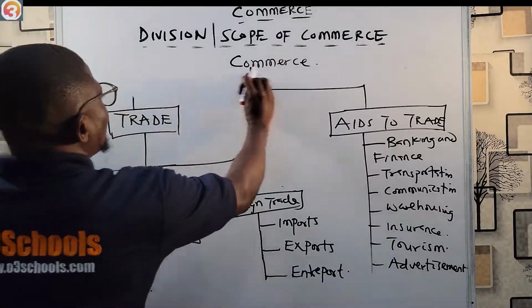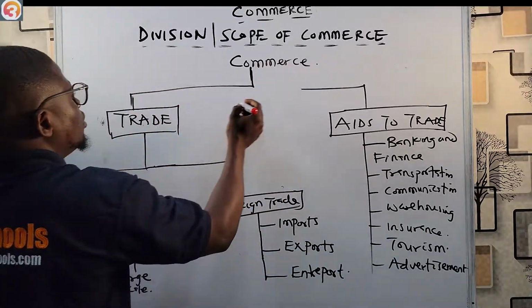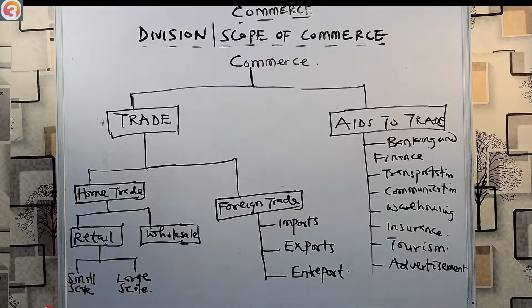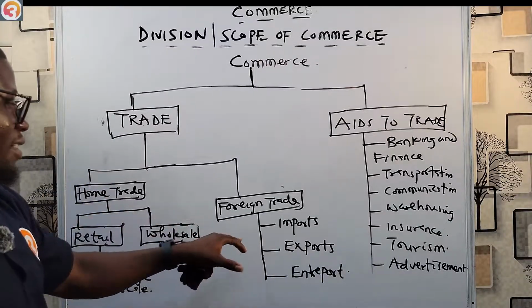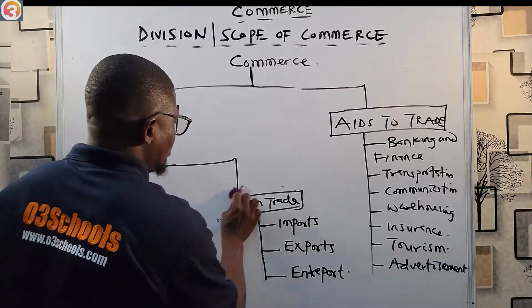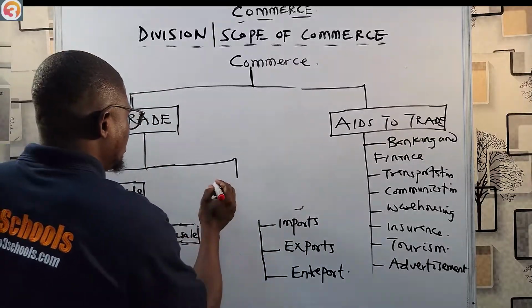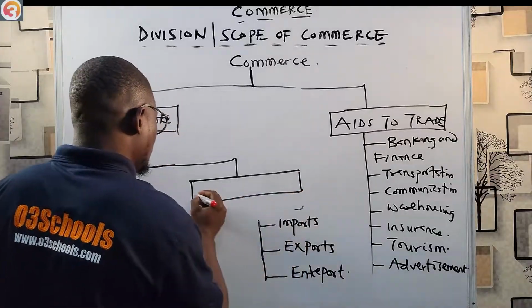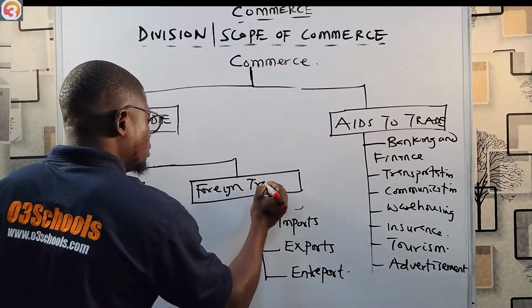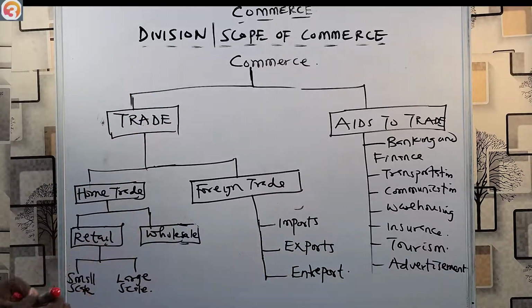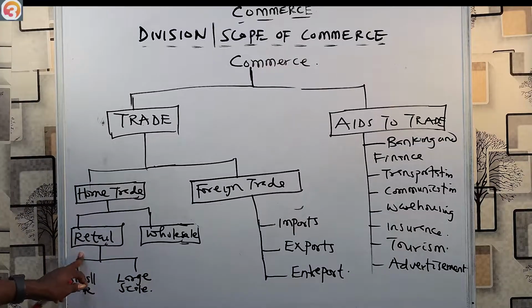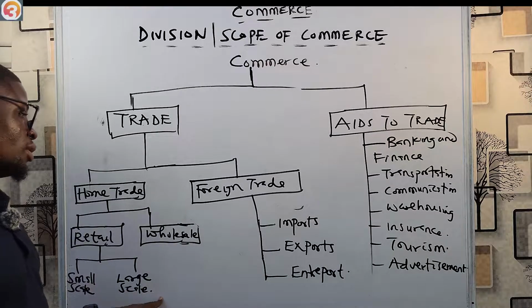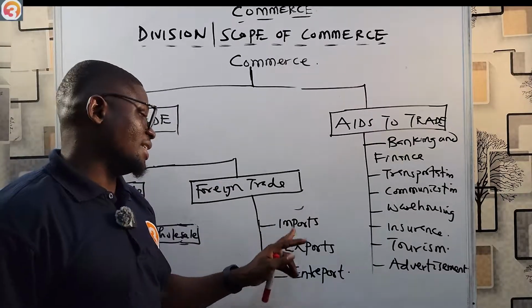So that is explained with the help of this table. We have commerce divided into home trade and aids to trade. Trade is divided into home trade and foreign trade. Okay, this was supposed to be on the same level, sorry. Let me readjust this. Home trade and foreign trade. So the home trade is divided into the retail and the wholesale. We have the retailers, we have the wholesalers. Then of course the retail is divided into two: the small scale retailers and the large scale retailers. But the foreign trade is divided into three: the import, the export, and the entrepot.